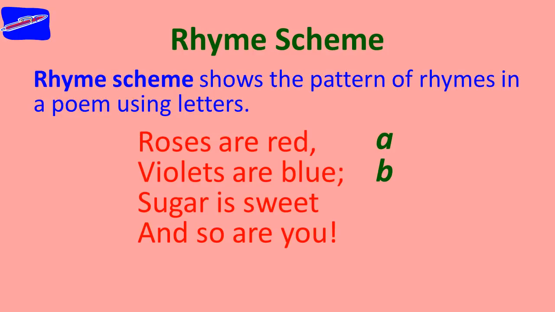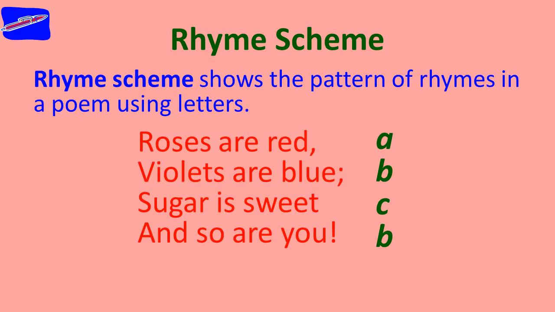Our third line is sugar is sweet. Does this rhyme with line 1? Nope. What about line 2? Also no. So since it does not rhyme with any line that precedes it, we move on to the next letter of the alphabet, which would be C. Then we move on to our last line. And so are you. Does this line rhyme with roses are red? It does not. Does it rhyme with violets are blue? Wait a minute, it does. Blue and you have the same long O sound. So since lines 4 and 2 rhyme, they both get the same letter, which in this case is the letter B. So the rhyme scheme of this poem is ABCB. That's what we mean by rhyme scheme.